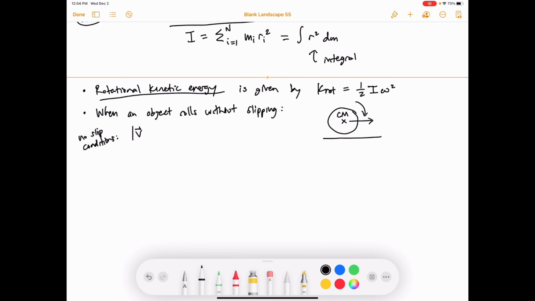The first one is the speed of the center of mass. The magnitude of the velocity of the center of mass equals the radius of the rolling object times the magnitude of omega. Also, the acceleration of the center of mass equals the radius of the object times the angular acceleration. And just keep in mind, these are relationships between the magnitudes of these vectors. So the directions, or whether things have a positive or negative sign, will depend on the situation.